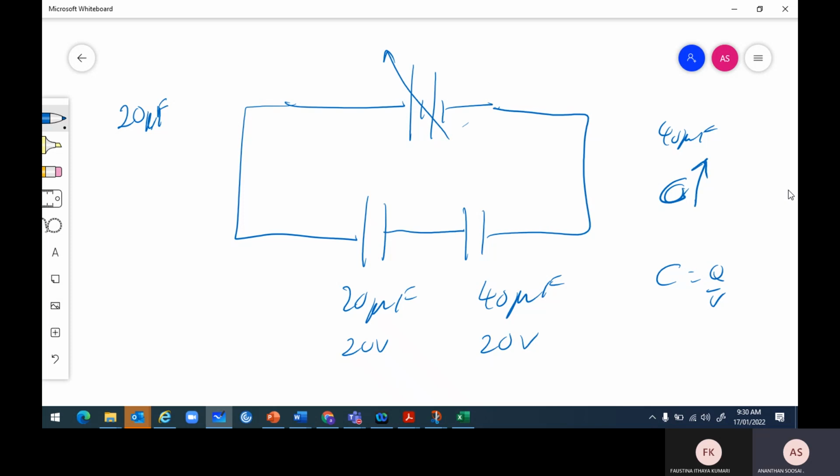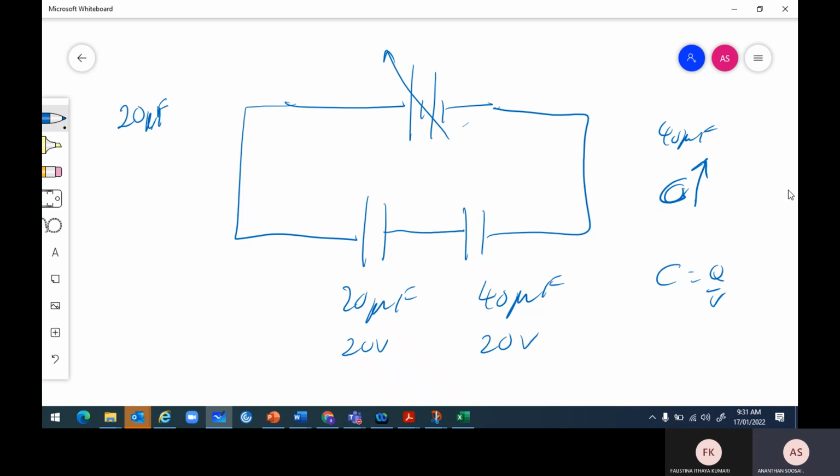20 microfarad will blow first. Why will it blow first? Because you are going to attain the 20 volt earlier. The 20 microfarad achieves 20 volts, while the 40 microfarad won't be at 20 volts. It's definitely lower. Because both capacitors are rated at 20 volts, the same working voltage, the 20 microfarad is the limiting one.